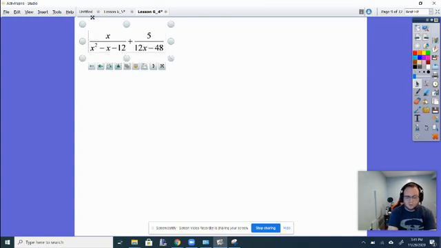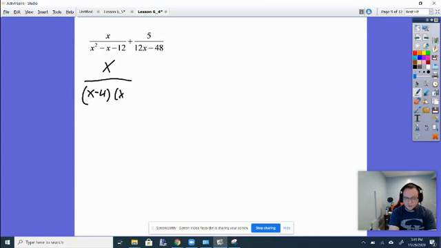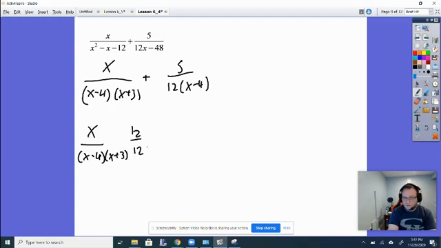Okay, so factor the denominators. So denominator here is going to factor into x minus 4, x plus 3. This, I can take a GCF out, x minus 4. Okay, I can see they have an x minus 4 in common. That's nice. They don't always have to have something in common, but they can. So my first one's missing this 12. My second one's missing this x plus 3. So I'm going to multiply that first one by the 12 over 12. And the second one by the x plus 3.